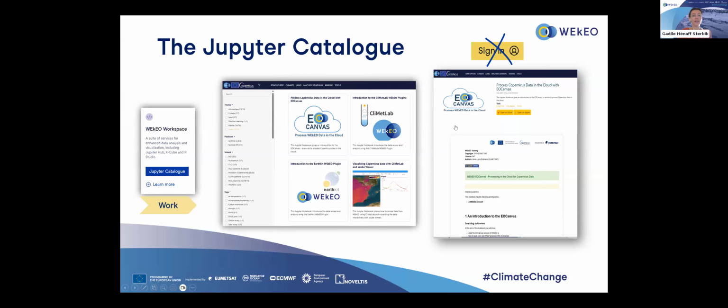Then we have the Jupyter Catalog. So it's a Jupyter Notebook gallery with over 100 ready-to-use notebooks developed across the Copernicus services. You can view notebooks directly, clone them via GitLab to customize for your needs, or launch them in the WEkEO Jupyter Hub if you are a registered user. So this growing collection of notebooks covers a large range of topics and workflows to help you learn and apply best practice when working with Copernicus data.